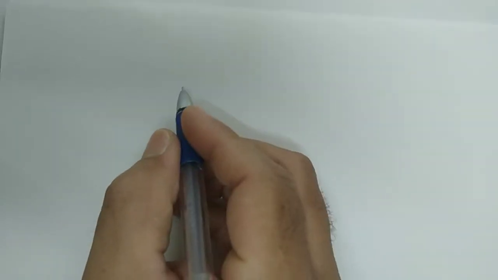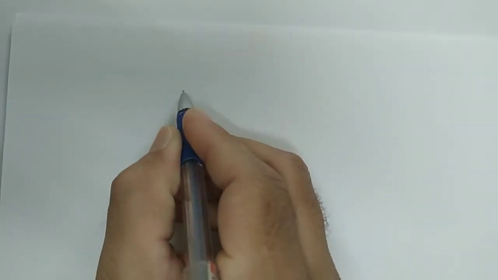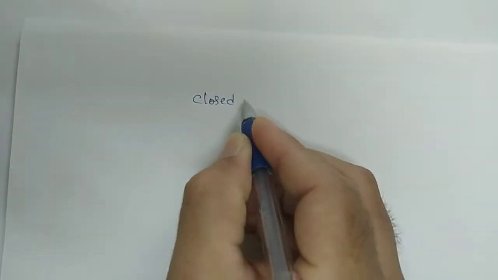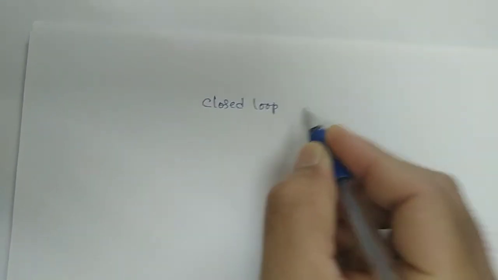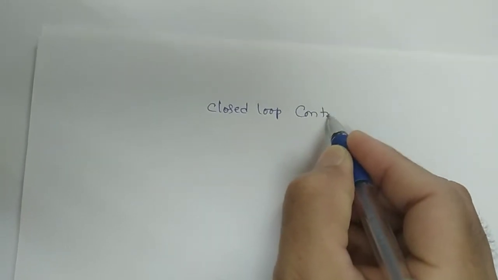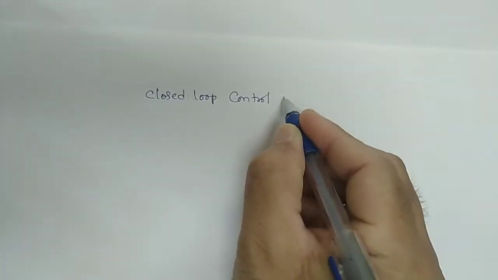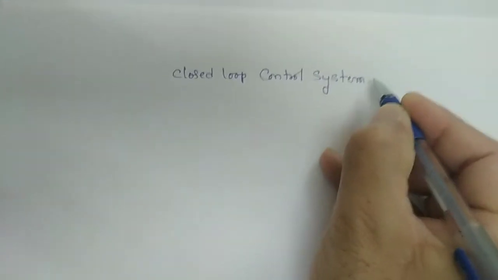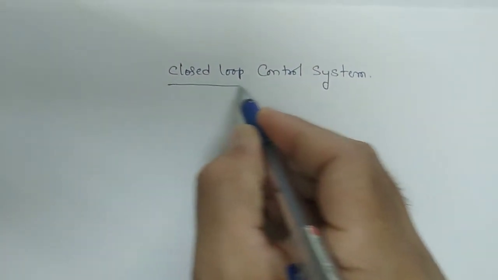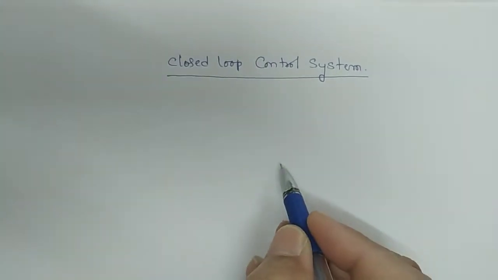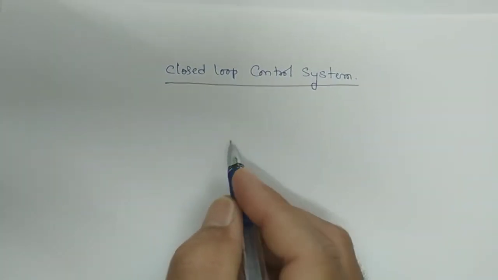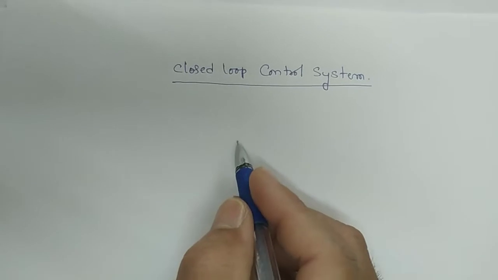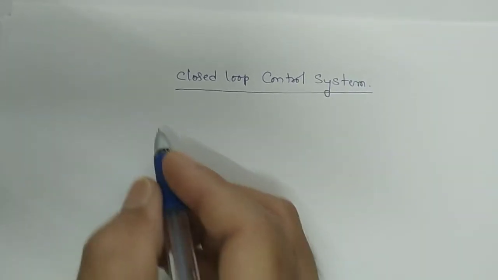Today I am going to explain about closed loop control system. In my last slide, we have seen an open loop control system.